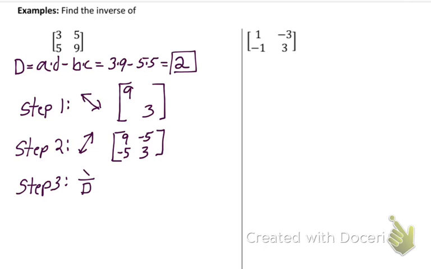And so that's going to be 9. Oof, that's too tiny. I need to make this bigger. That is going to be 9 divided by 2. Negative 5 divided by 2. Negative 5 divided by 2. 3 divided by 2. And we now have the inverse.